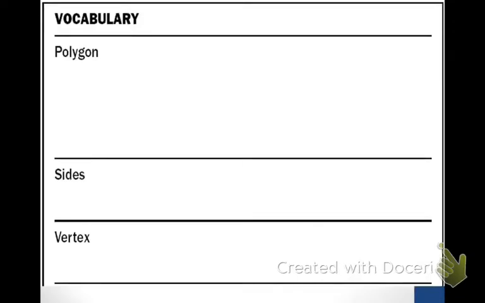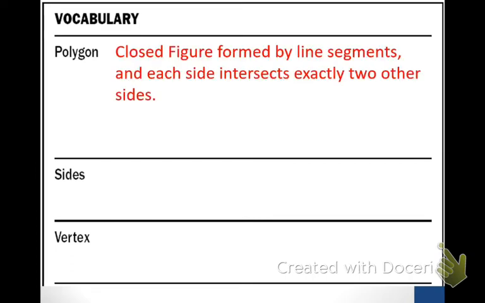So the first one we're going to learn is polygon. If you were describing the word polygon to a second grader, what would you say? A shape with multiple sides. Good. So what you're going to do is, is a circle a polygon? No. So you already have the idea of what a polygon is. Here is the way that we're going to word it in class.